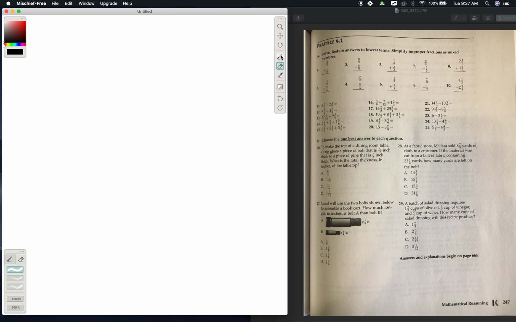Next one, almost done here, guys. 28. Now you see why I divide these lessons up, because we've already been here for about half an hour, so still not done yet.